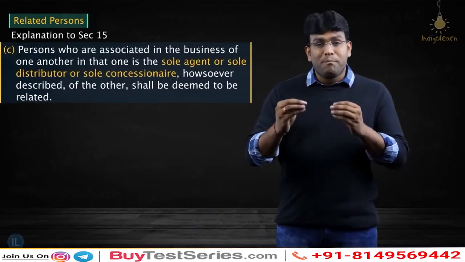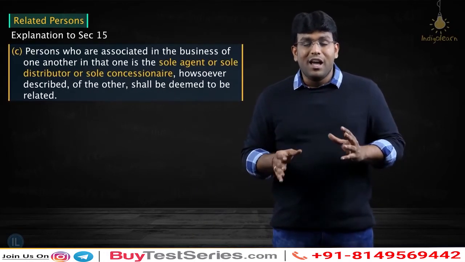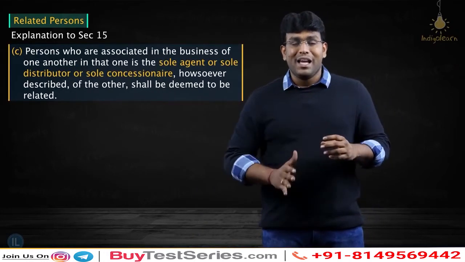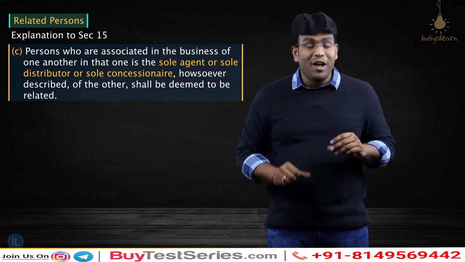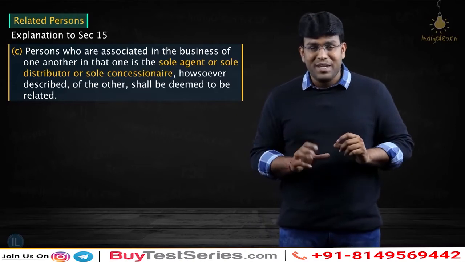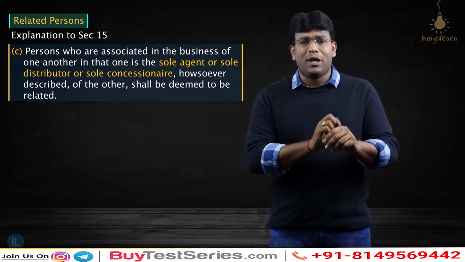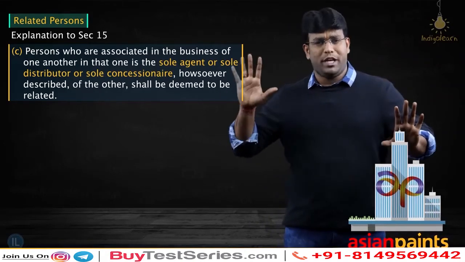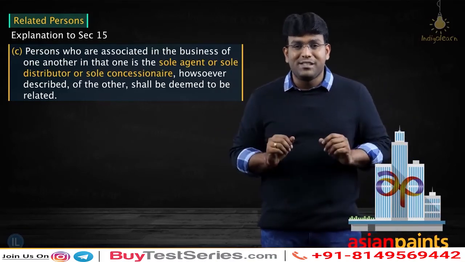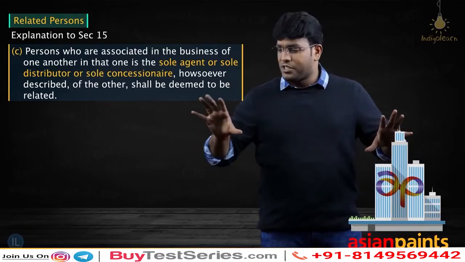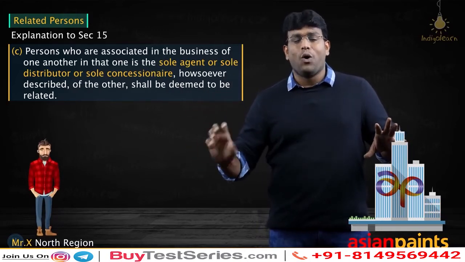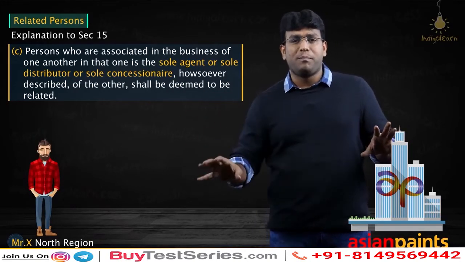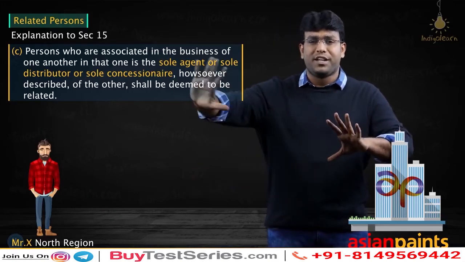Another interesting issue, the law also told a person is called a related person if one of them is a sole agent or a sole distributor. What does that mean? Example, let's say there is a company called Asian Paints. We all know Asian Paints, very popular for paints. Let's say one person called Mr. X is the whole and sole dealer. X is the whole and sole dealer for Asian Paints for the entire northern region.